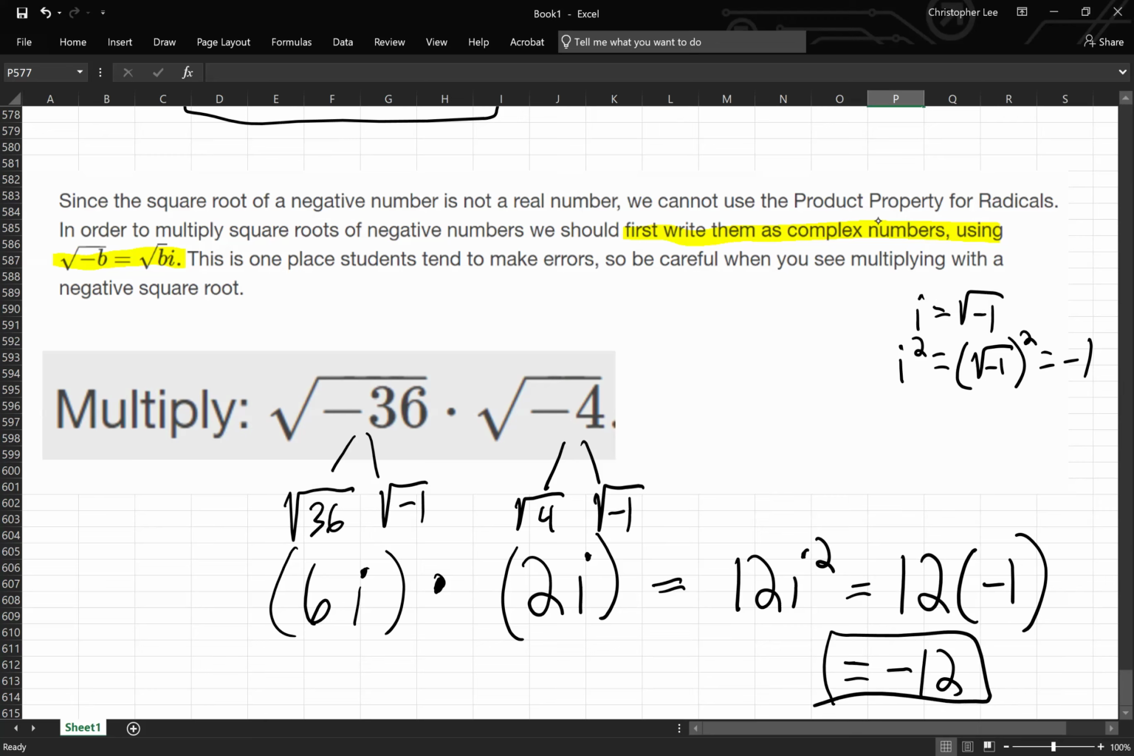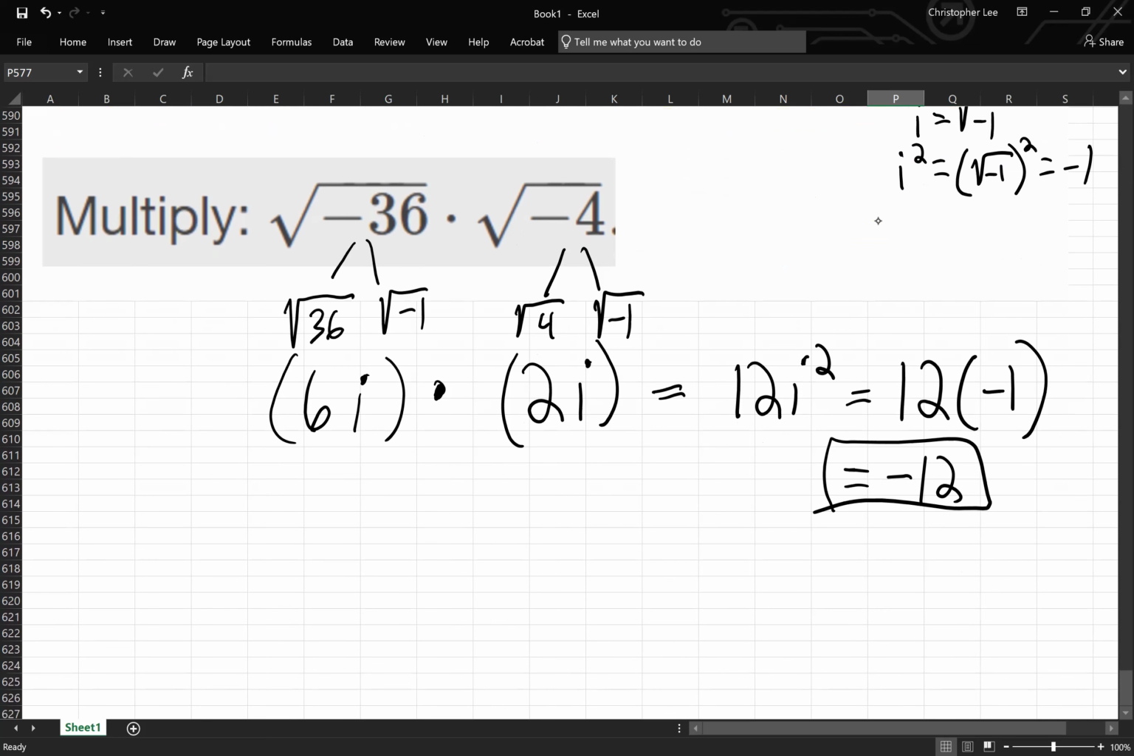Is there any questions on this? Anybody? No questions? You guys want to see another one or you understand? Got it? All right.